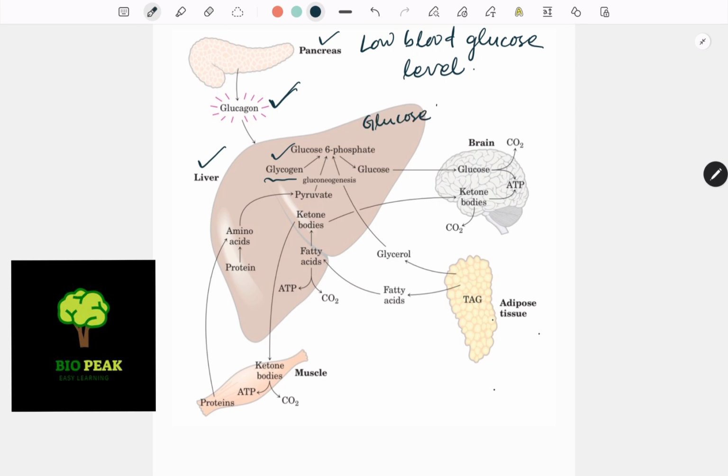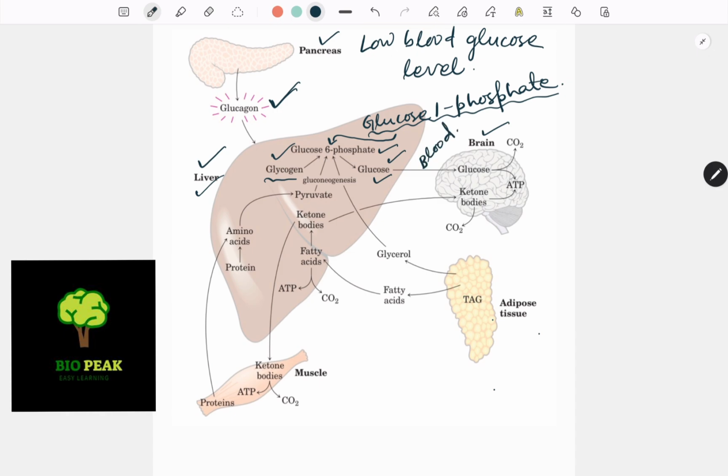Glucose 1 phosphate. In the liver, this glucose 1 phosphate is then converted into glucose 6 phosphate. Then this glucose 6 phosphate is converted into glucose. The glucose produced in the liver generally goes to the brain via blood.